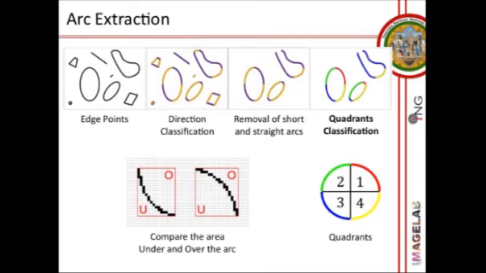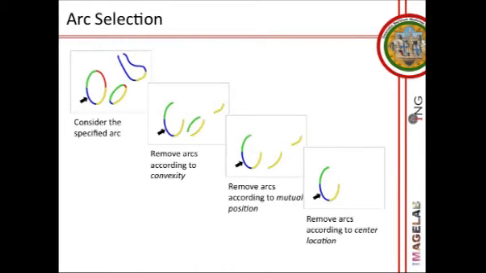Then we divide the arcs in 4 classes. To do that, we need the convexity of each arc. We do this using a simple convexity detector that basically compares the areas under and above the arc. This is also an approximated method, but it works pretty well. And again, it doesn't need sophisticated information like other methods.